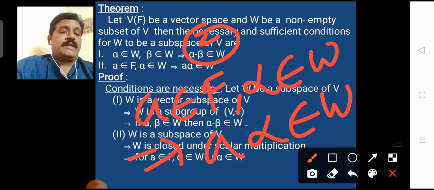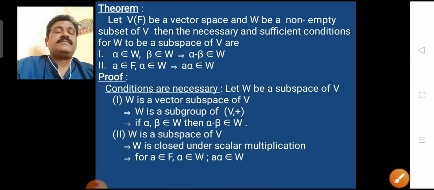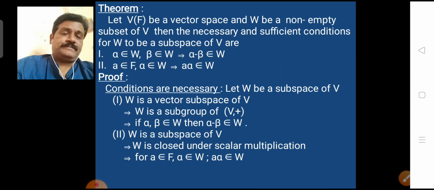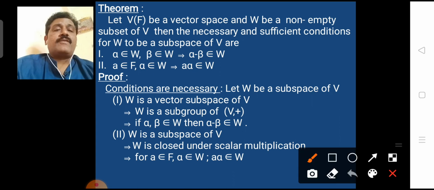Necessary condition. In this, assume that W is a subspace of V. We prove the two conditions in the above theorem. What are they? One is alpha minus beta belongs to W and the other is a alpha belongs to W.